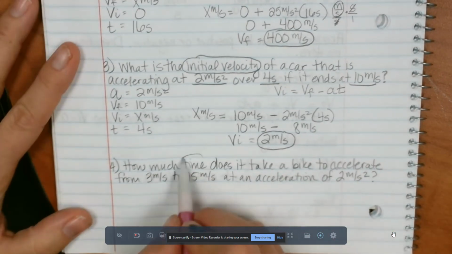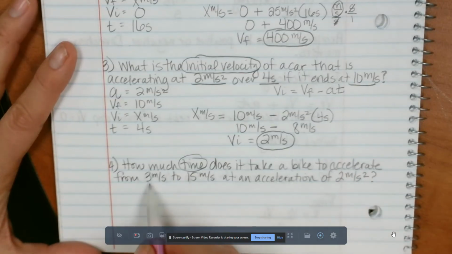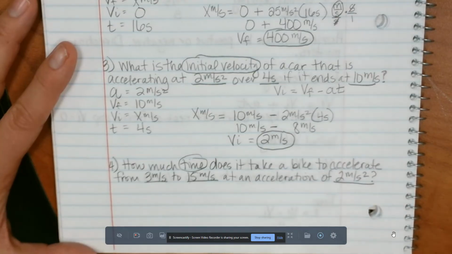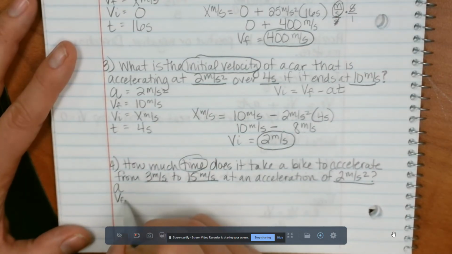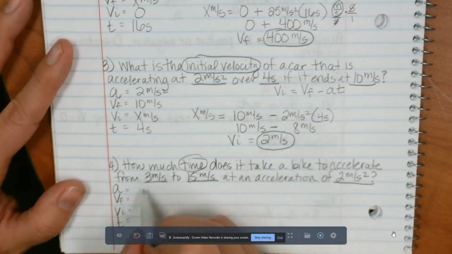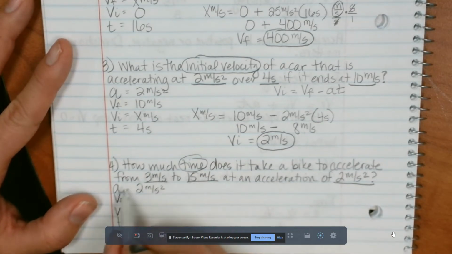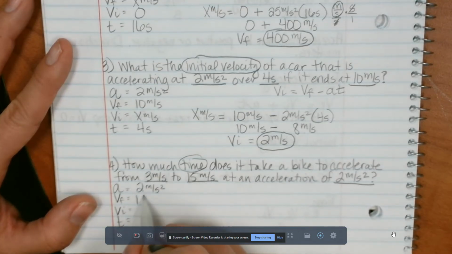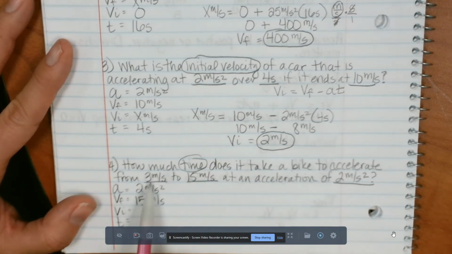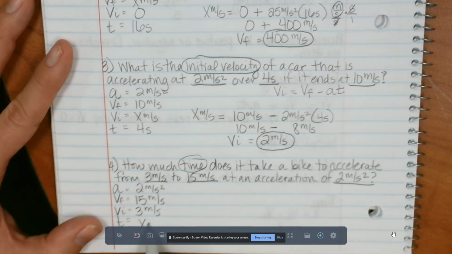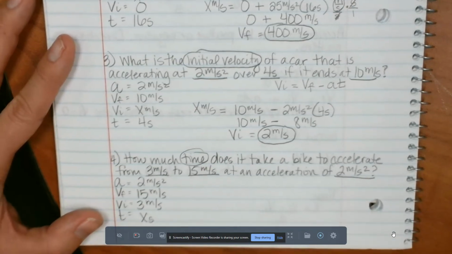Okay, how much time, circle what you need, does it take a bike to accelerate from 3 meters per second to 15 meters per second at an acceleration of 2 meters per second squared? So A, VF, VI, and T. Acceleration is the one with the squared, so 2 meters per second squared. My final velocity is 15 meters per second. My initial is 3 meters per second, that's what it starts at. And the time is what we're looking for, so we're going to find that in seconds.